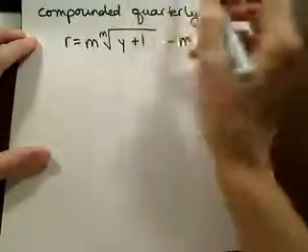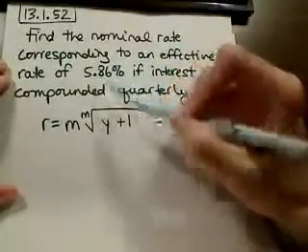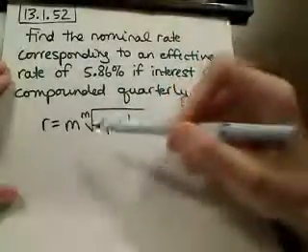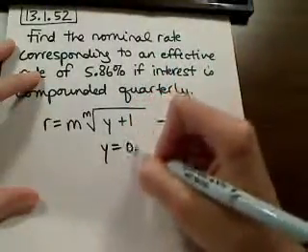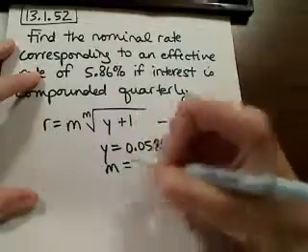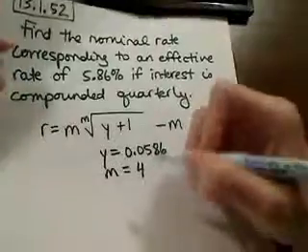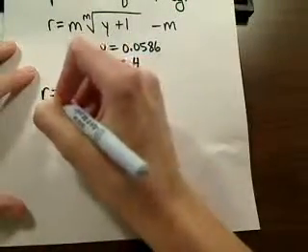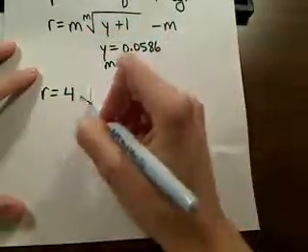And so we're supposed to find the nominal rate. That's actually r. And the effective rate is our y there, and m is the number of compoundings. So the y ends up being 0.0586, and the m here, because we're compounding quarterly, that's 4 times a year. So we have those two values. Okay, so we're going to plug those into our formula, and then into our calculator. So we have 4 here.